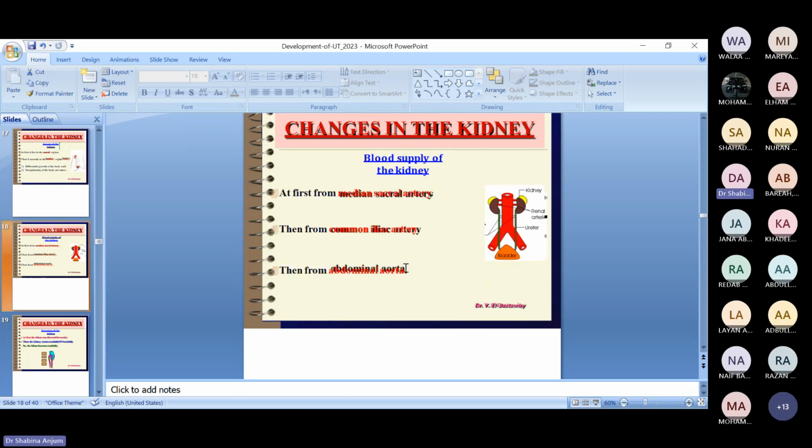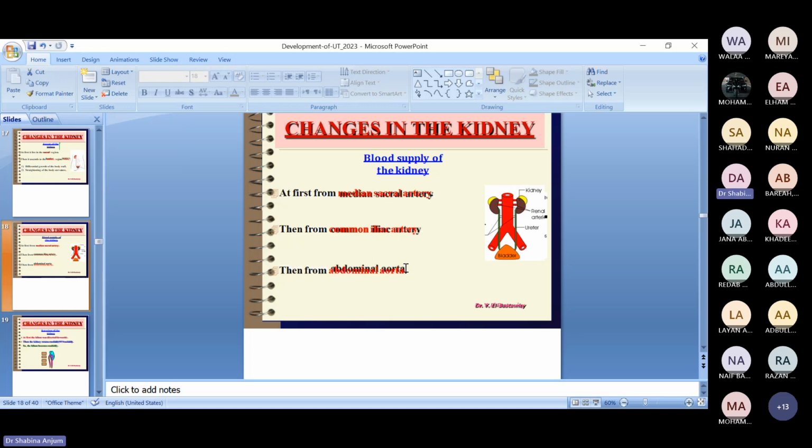What is the blood supply? So we know it is developing in different stages in different positions. At first it will receive the blood supply from the median sacral artery, then from the common iliac artery, and then from the abdominal aorta.